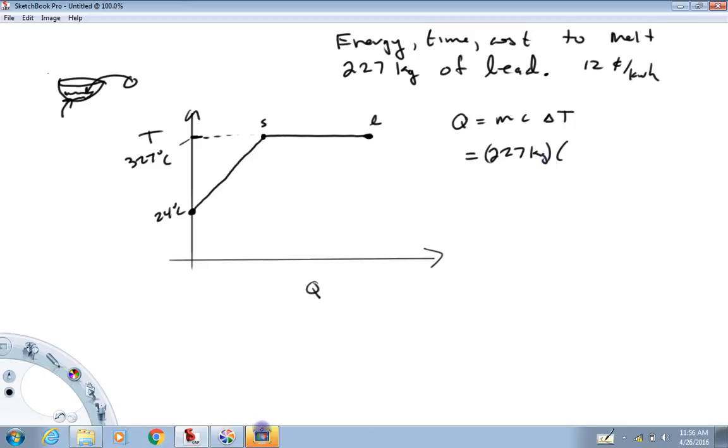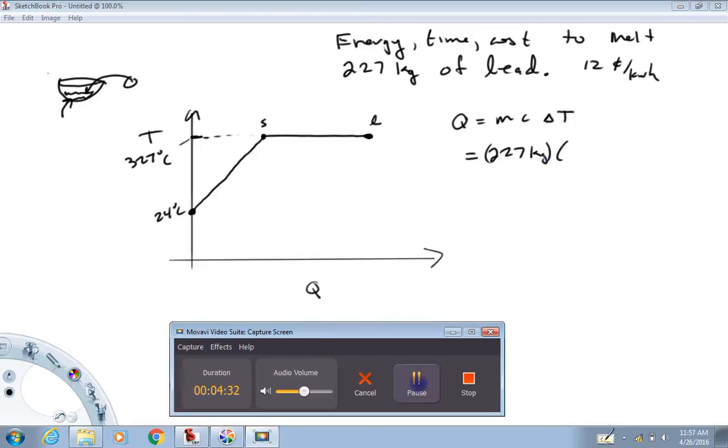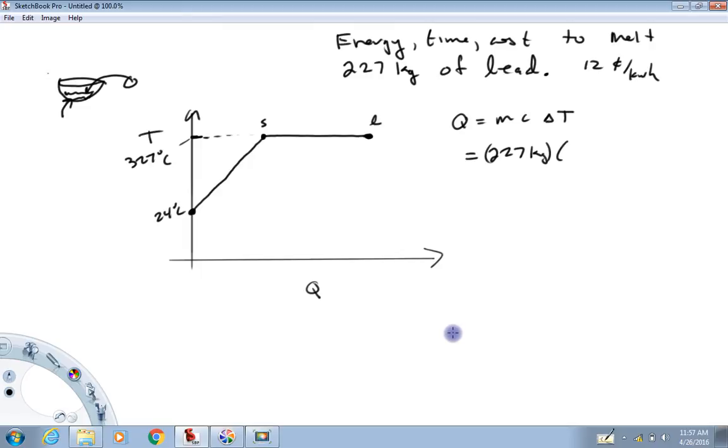I'm going to pause this to double check that value. Okay, I'm back. Sorry about that. I just had to double check my thermodynamic values here.